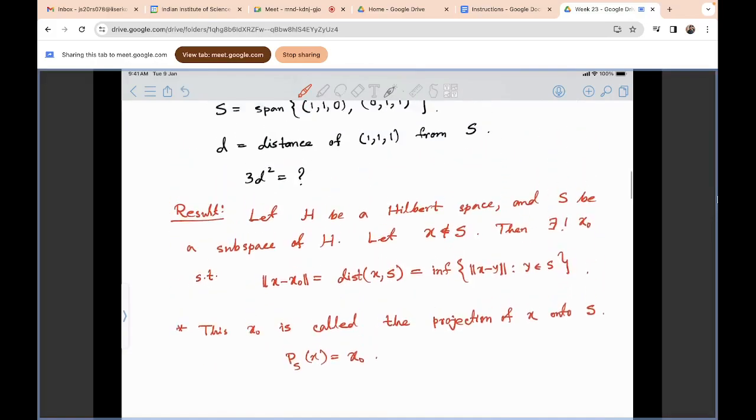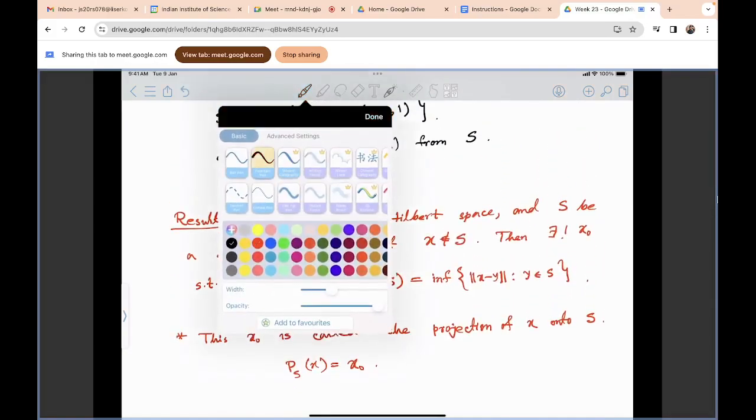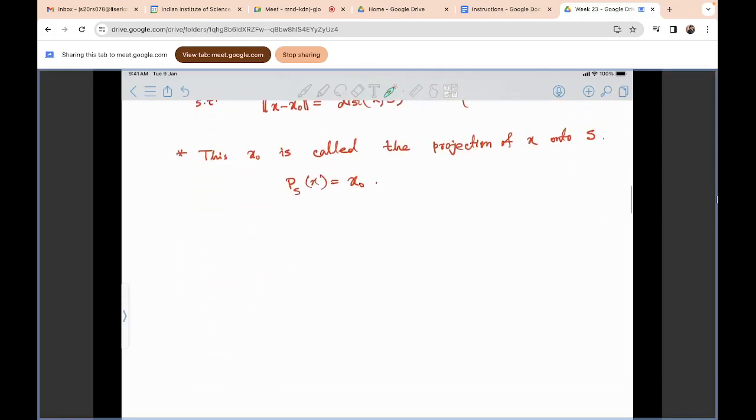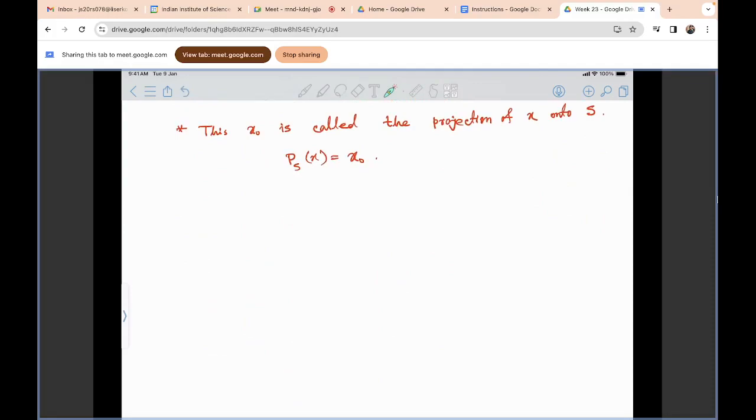For that, first we will use the Gram-Schmidt orthonormal process to find the orthonormal basis for this subspace S. We will first use Gram-Schmidt orthogonalization.